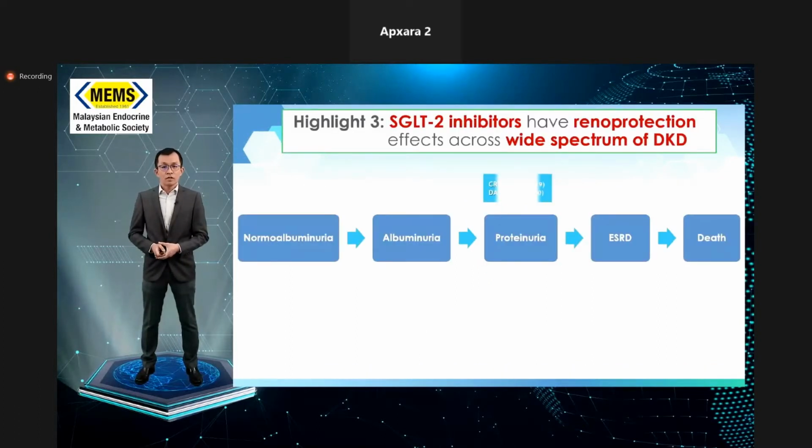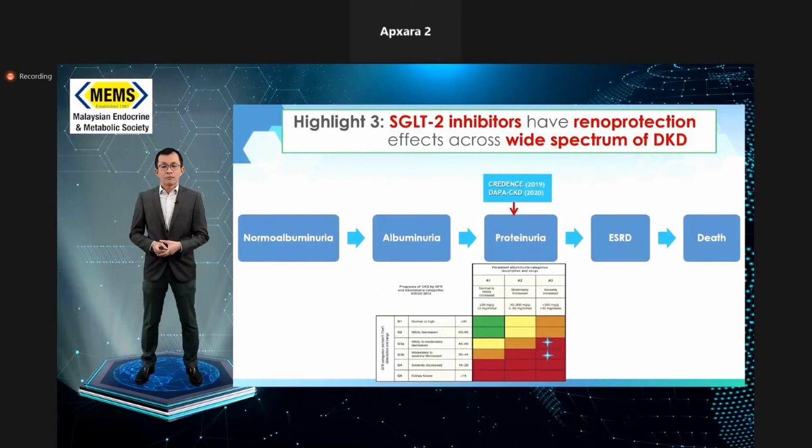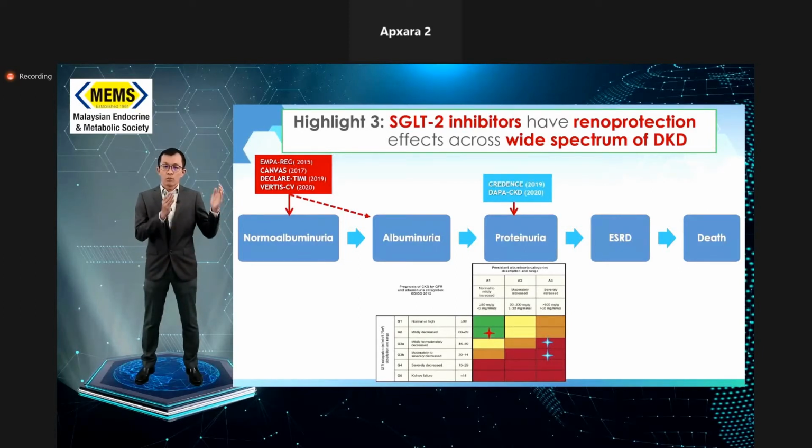So if you look at trials and put them into the spectrum of diabetic kidney disease, we can see that CREDENCE and DAPA-CKD basically recruited patients with significant proteinuria. But does this mean that SGLT2 does not work in patients without albuminuria? The answer is no. We do have other CVOT trials for SGLT2 which recruited patients with or without albuminuria.